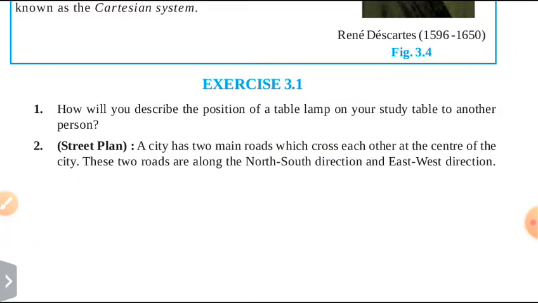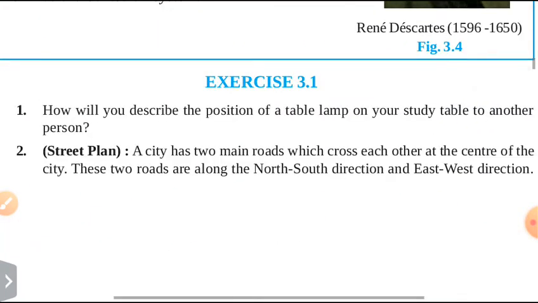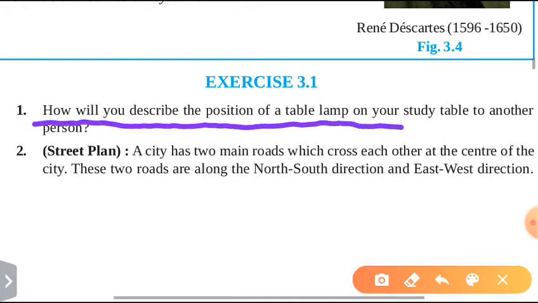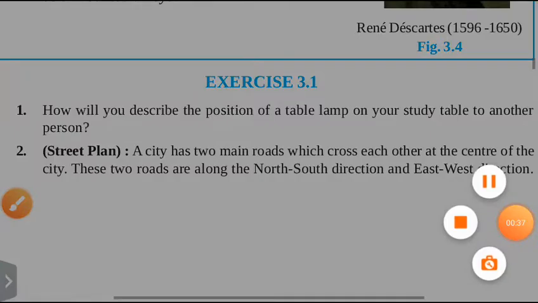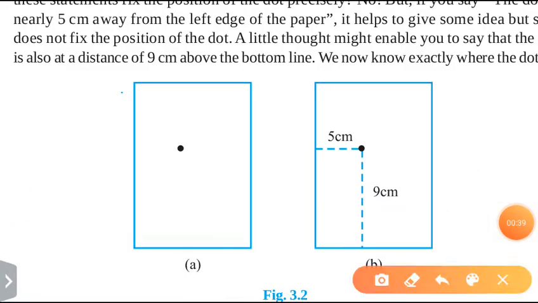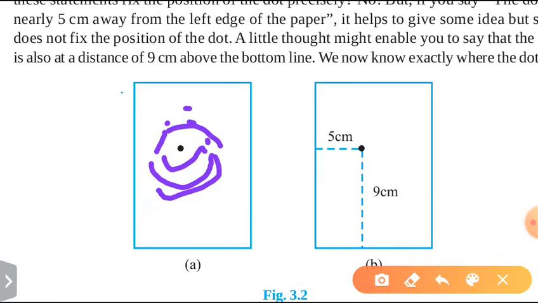In this first exercise, if I read question number 1, it is given: how will you describe the position of a table lamp on your study table or another person. I want to show you something in this. You can see in this figure, suppose this point is the table lamp and you have to locate its position. So how will you show it?